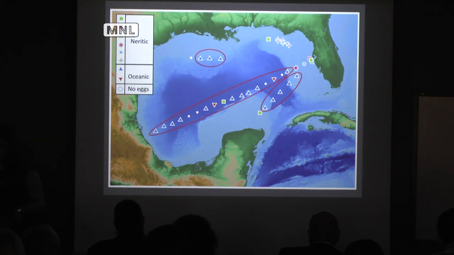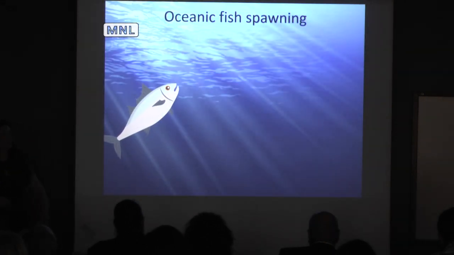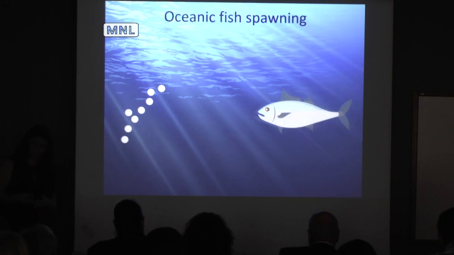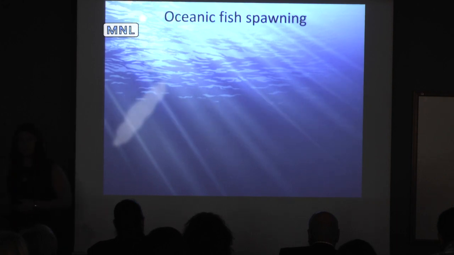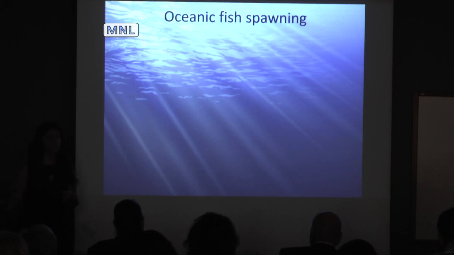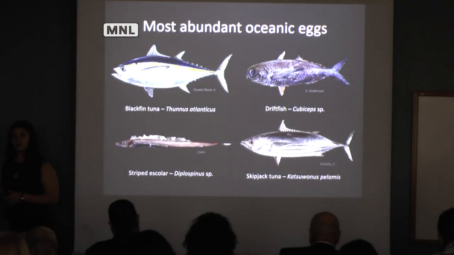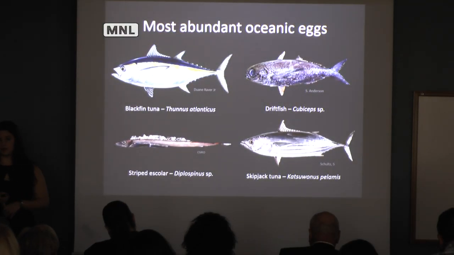And then, when you look at the oceanic egg identifications, you can see that they are typically in deeper waters. And so oceanic fish species are spawning in deeper locations where they live. They are fertilized and they float to the surface. So even though these fish are in different areas, we can still collect their eggs no matter where they live. The most abundant oceanic eggs we are seeing were blackfin tuna, driftfish, striped escolar, and skipjack tuna.